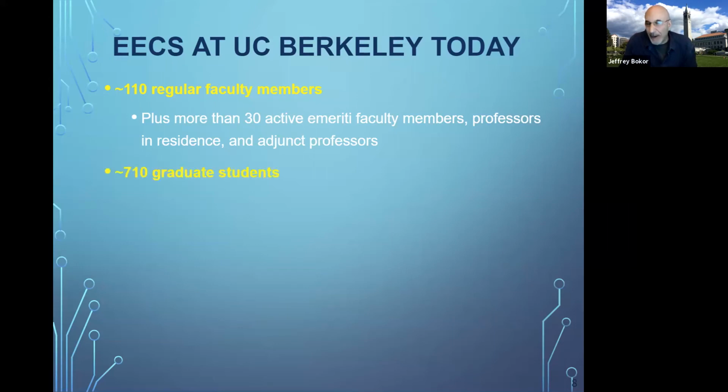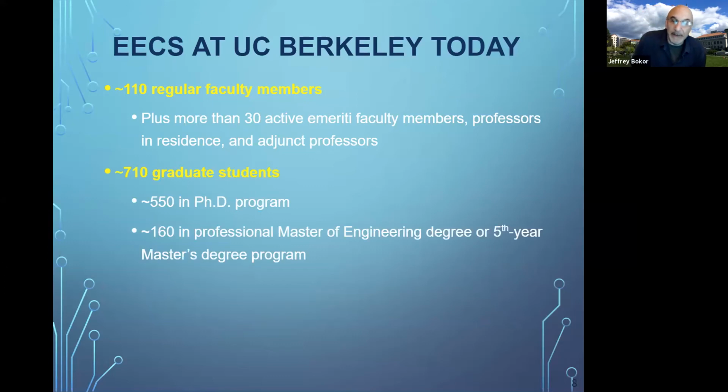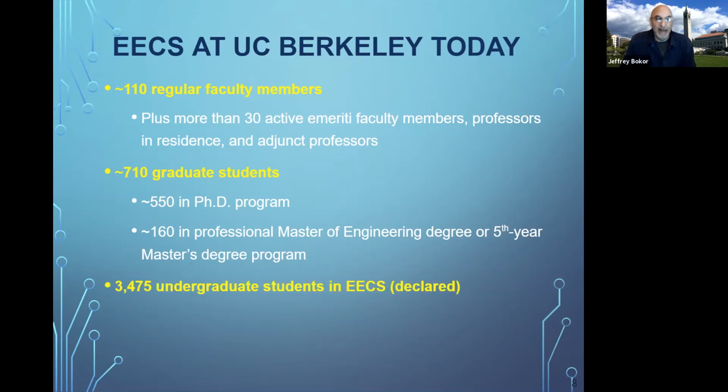We have 710 graduate students this year, and that breaks down as 550 in our PhD program and 160 in our master's programs. We have 2 major master's programs. One is called Master of Engineering, and we also have a program for our own undergraduates to stay on for a 5th year. We call it the 5th year master's degree program. It's a Master of Science program.